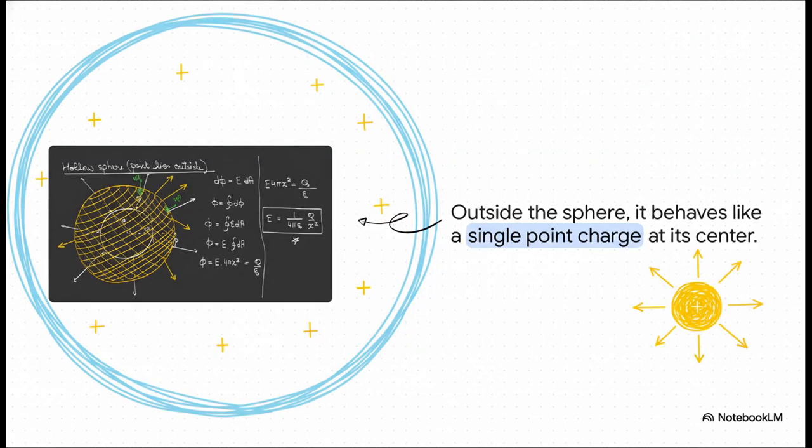But now, let's step outside the sphere. We draw our imaginary surface around the whole thing. Now, how much charge have we enclosed? All of it. And from out here, Gauss's law gives us this incredible result. The sphere's electric field looks exactly like the field from a single point charge, right at the center. The sphere's size doesn't even matter, just the total charge.